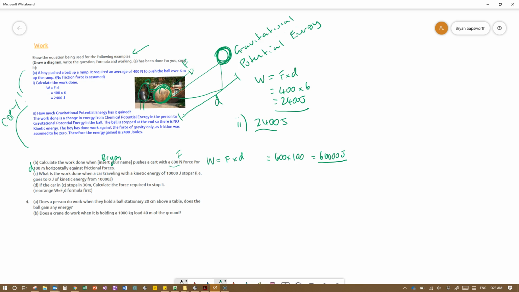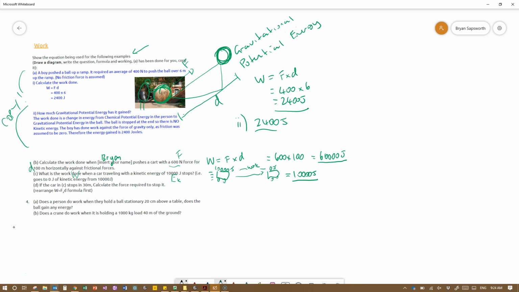Next one, what is the work done? So we're looking for W. When a car traveling with kinetic energy of that, so there's the kinetic energy, stops. In other words, there's a car and it has 10,000 joules of energy, and when it stops, it will have 0 joules. So it's moving here and then it stops. It has this much change in energy. So the work is how much energy changed from there to there. So the answer is just equal to 10,000 joules, because that is the amount of energy change that there is.